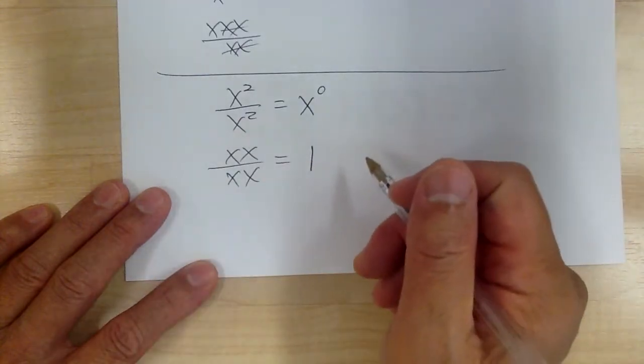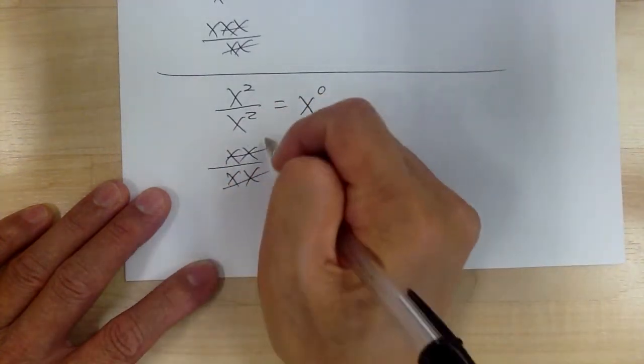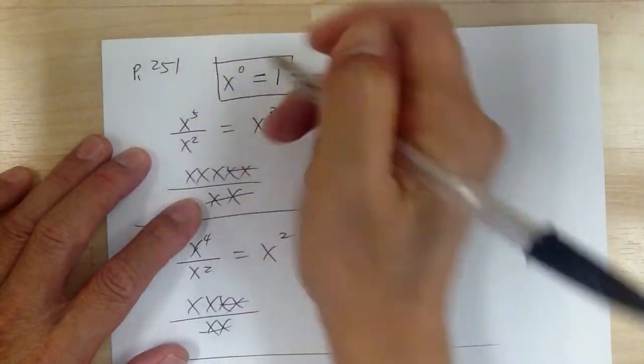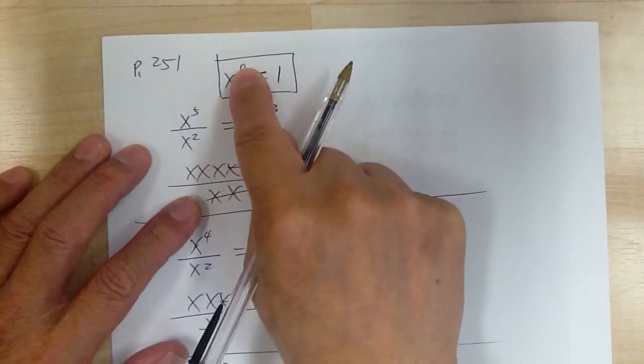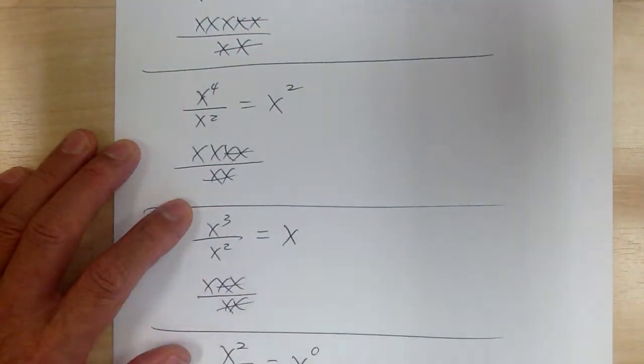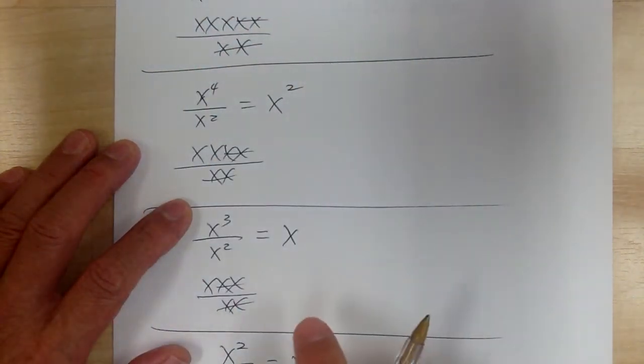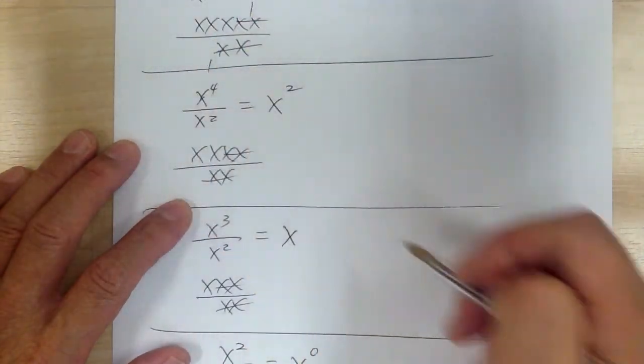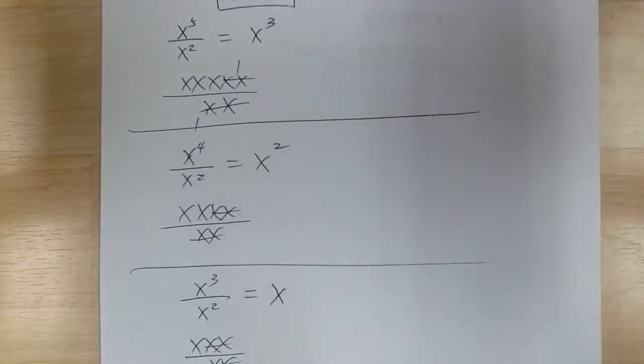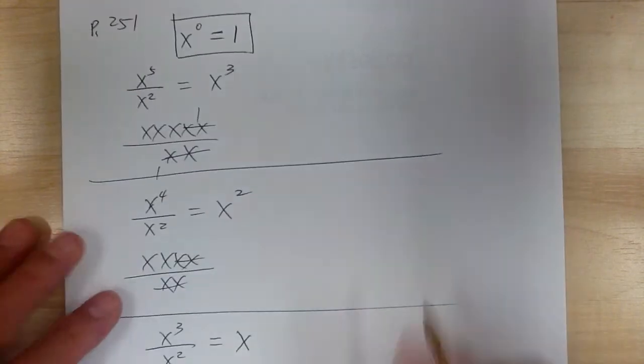And when you cancel, it's not 0. When you cancel things out, it's 1. So that's where this rule came from. Again, x to the 0 power equals 1 because all the x's get cancelled out, and when you cancel things out, it's 1, not 0. So that's where the zero exponent came from.